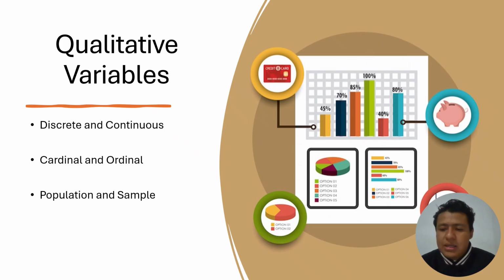Cardinal and ordinal. Likewise, we have cardinal and ordinal numbers. Cardinal numbers are closed numbers that can be counted and operations can be performed on them, such as addition, subtraction, or division. These include 1, 2, 3, etc. Ordinal numbers indicate positions, and operations cannot be performed on them. For example, first, second, third, etc.